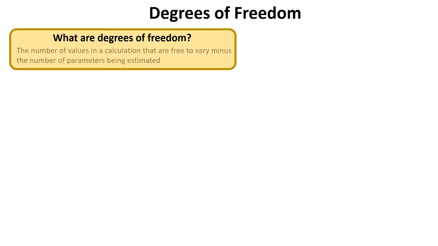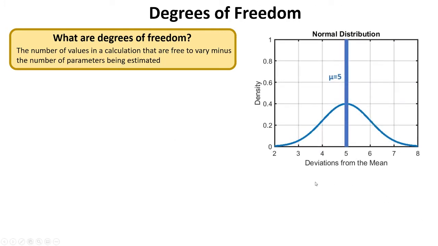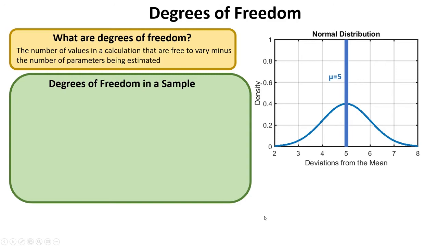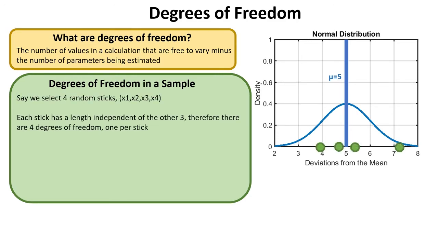So what are degrees of freedom? It can be defined as the number of values in a calculation that are free to vary, minus the number of parameters being estimated or constraints that you have on the system. So say we go back to our normal distribution. If we were going to take a sample from there, and we selected 4 random sticks, each of the sticks is free to be whatever value it wants. And therefore, for 4 randomly selected sticks, there'd be 4 degrees of freedom, 1 per stick.